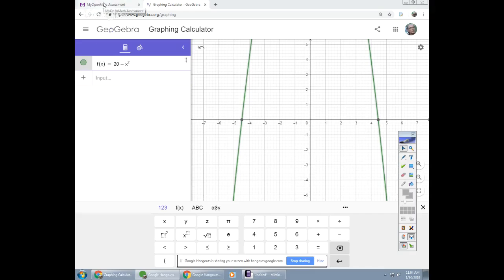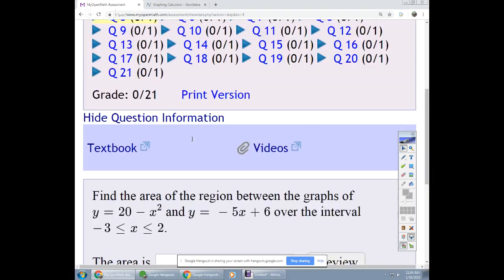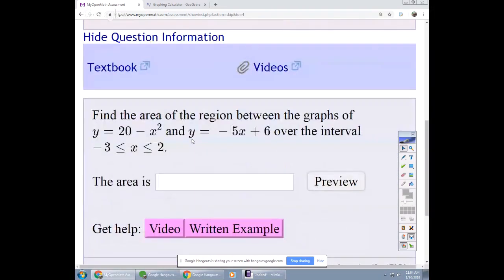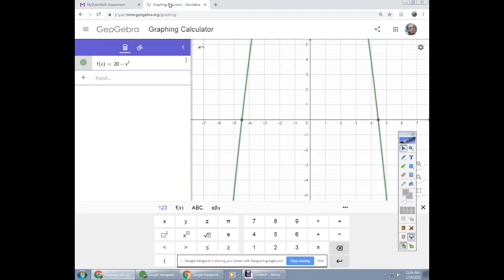All right, so we are looking at homework questions. This is number 5, area between two regions, y equals 20 minus x squared and y equals negative 5x plus 6 on the interval from negative 3 to 2. So g of x is negative 5x plus 6. That's what I want.